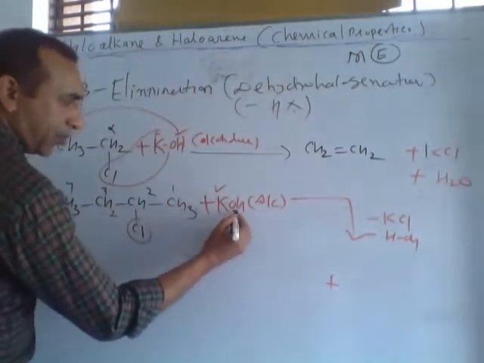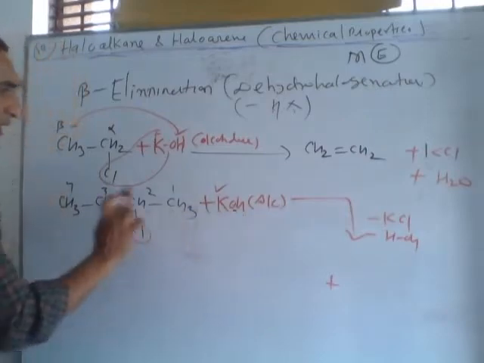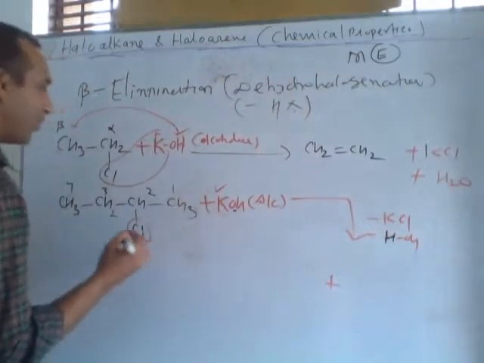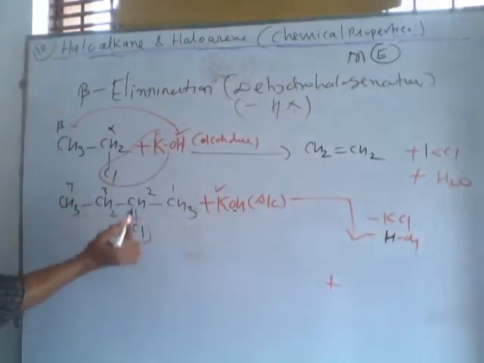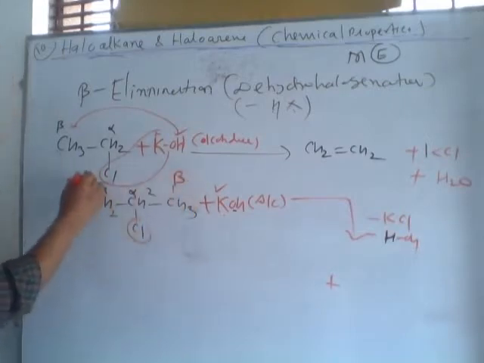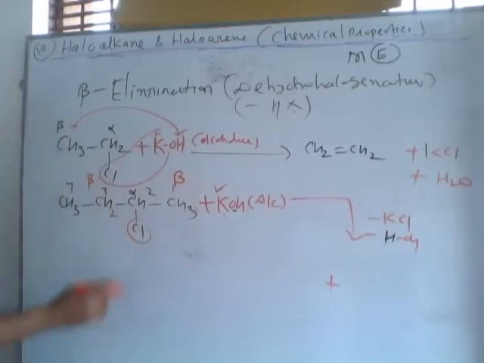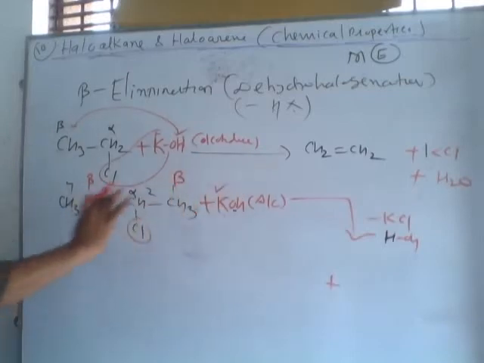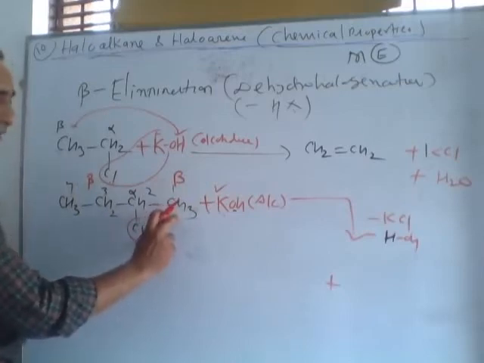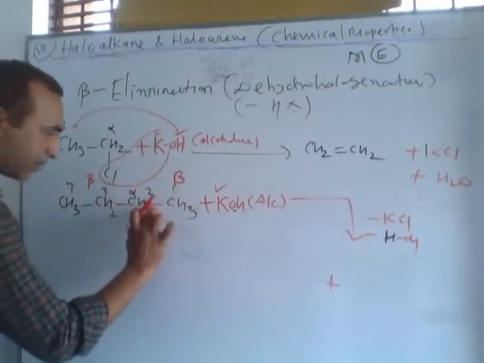The red OH from KOH and this black H are removed from the beta carbon. In this compound, this is alpha, and here two beta carbons are present. The first carbon is beta and the third carbon is also beta. So from both beta carbon atoms, hydrogen is removed with this K, and two products are formed. If hydrogen is removed from the first beta carbon atom, then a double bond appears here.